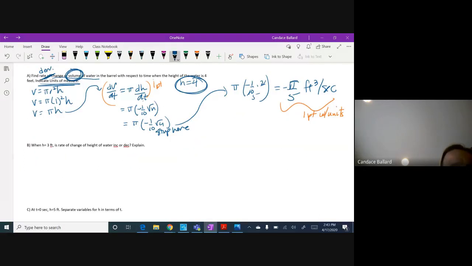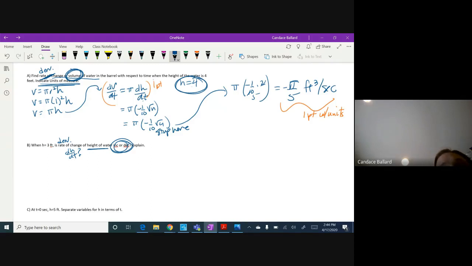Okay. When h is 3 feet, is the rate, I missed a word in there. When the height of the water is 3 feet, is the rate of change. So the rate, I didn't put that in there really. So the rate means derivative, rate of change of the height of the water. So they're talking about the derivative of the height. So they're talking about dh/dt. Is that increasing or decreasing? This one's kind of deceiving. They want to know if the dh/dt is increasing or decreasing.